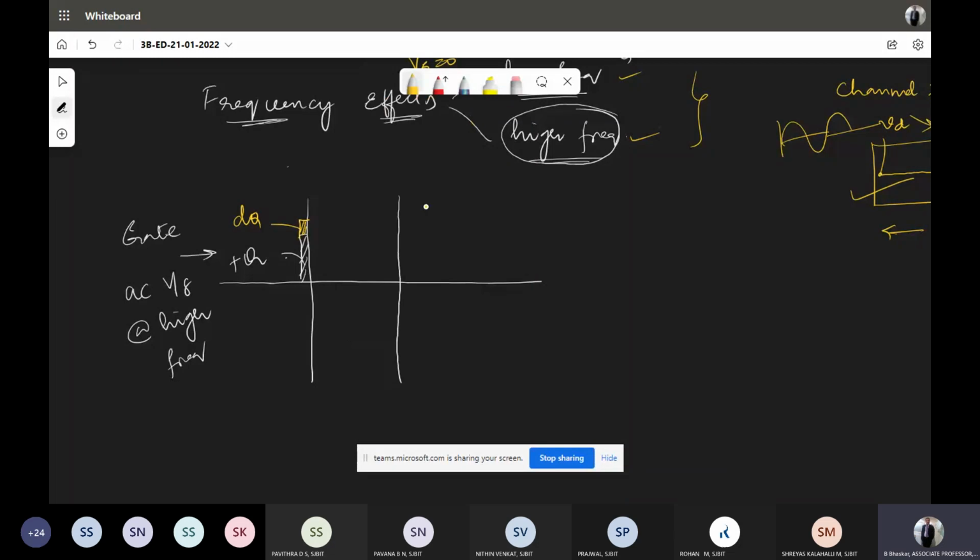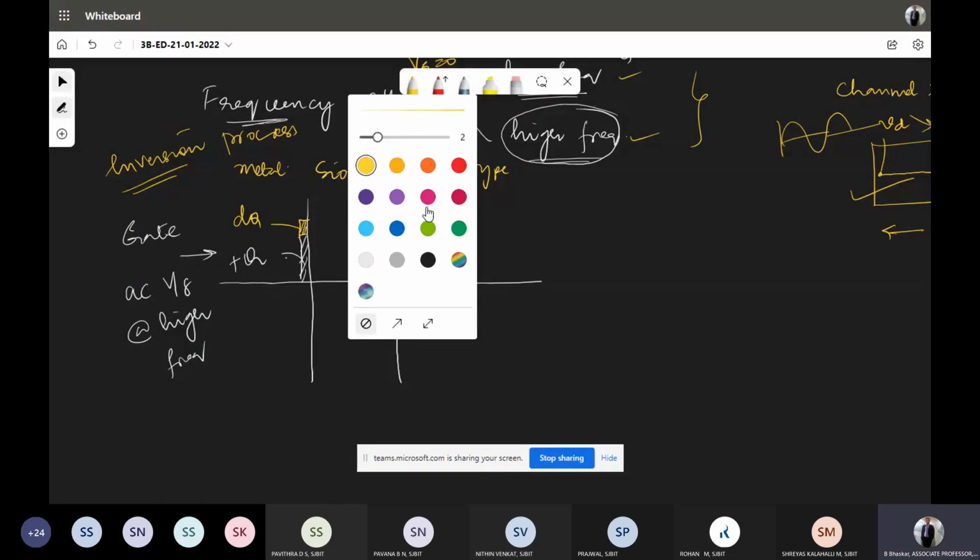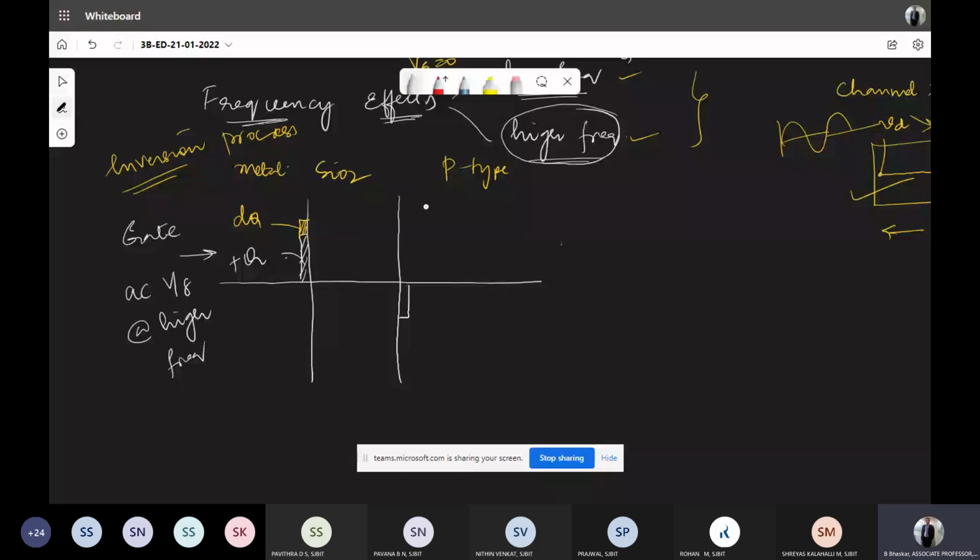Now, because of this positive charge on the metal side, on the P side, what you will see, you've already seen this. Let us say that this is in the inversion process. There is a negative charge getting accumulated on the other side, and there is also a space charge region created. If the inversion process has just begun, what will be the width of this?